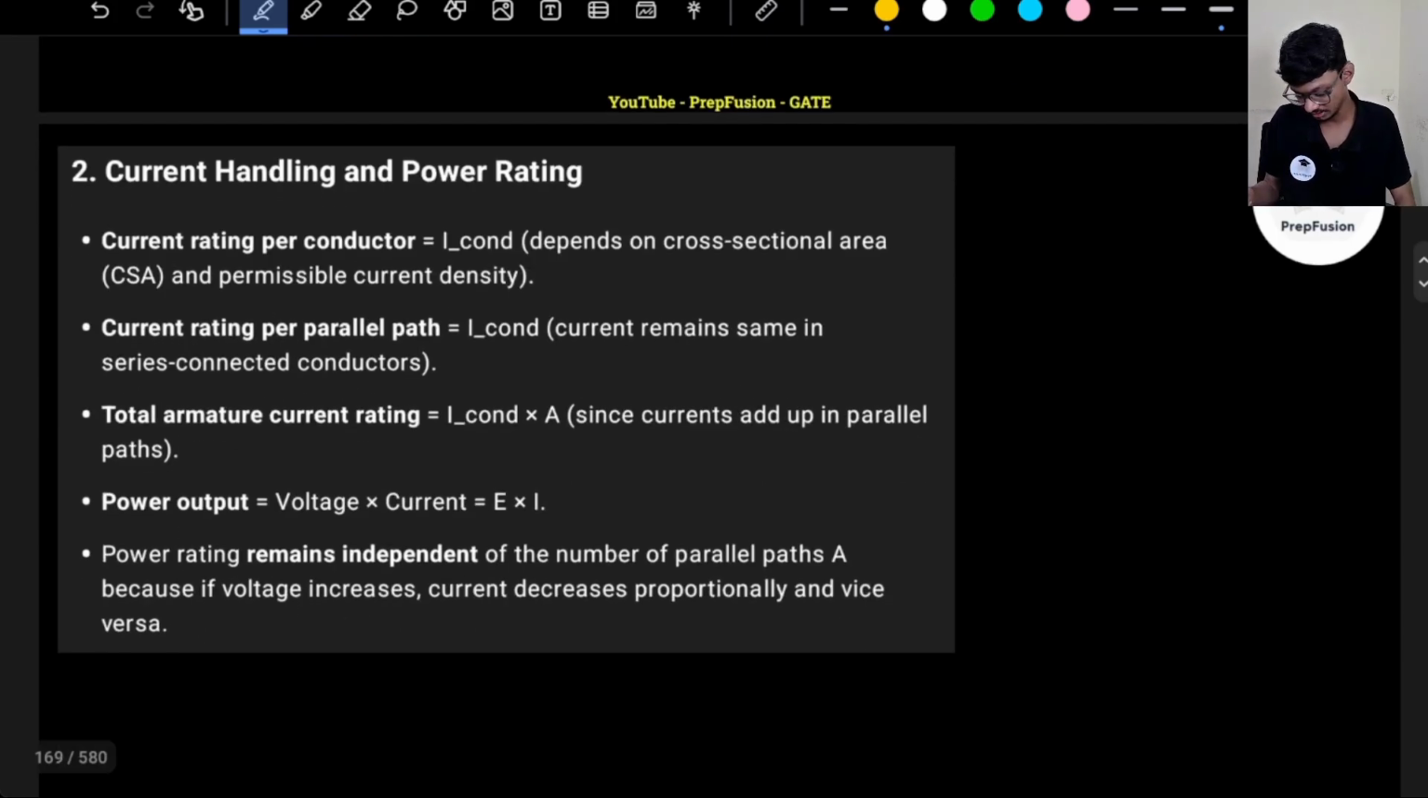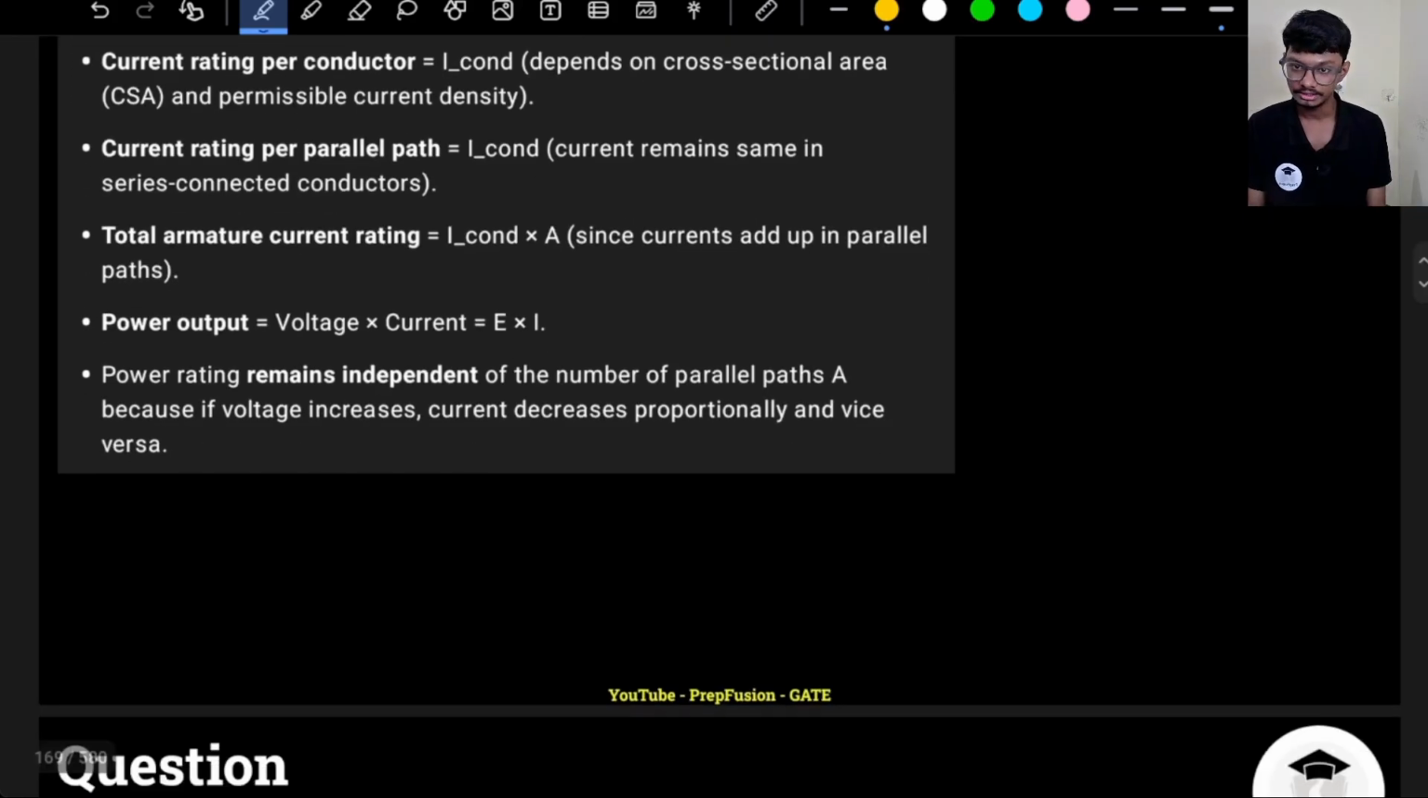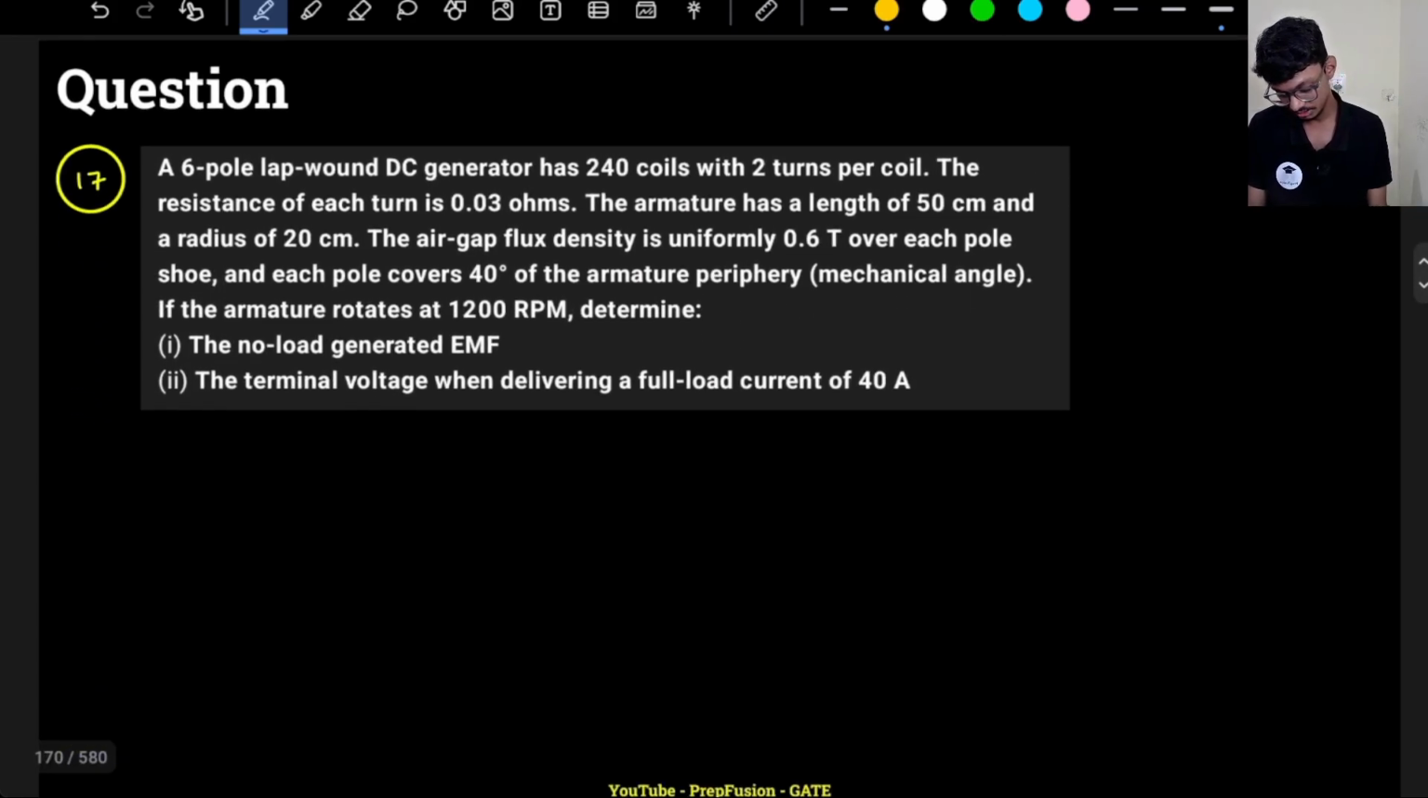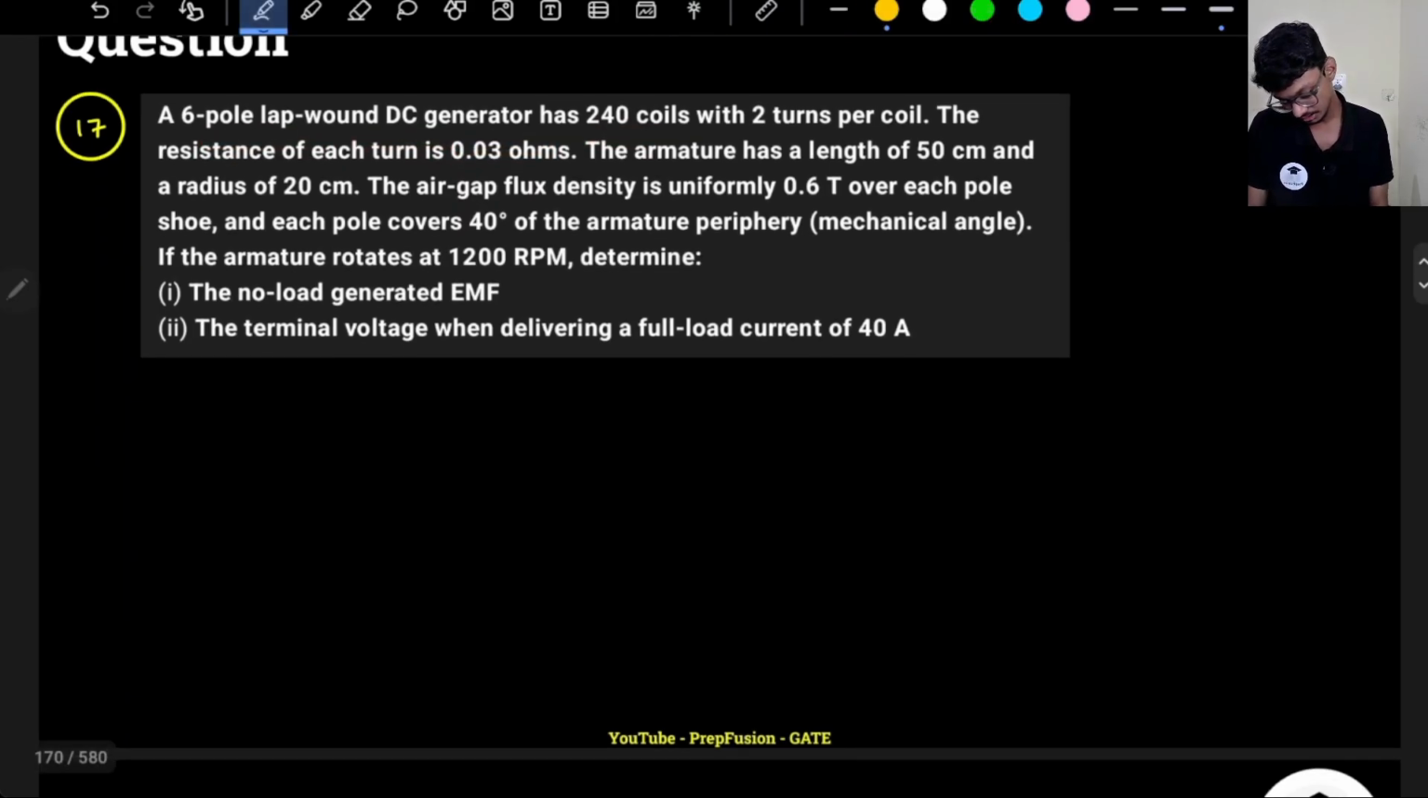So yeah, that was about the questions. These are the summary of whatever we had discussed about the power rating, current rating, all those things. Okay, so let's now solve a few questions. We have a 6-pole lap wound DC generator. It is a lap wound DC generator, so the number of poles will be equal to the number of parallel paths, 6. It is a generator. They have not mentioned whether it is shunt or series, I don't care, with 240 coils.